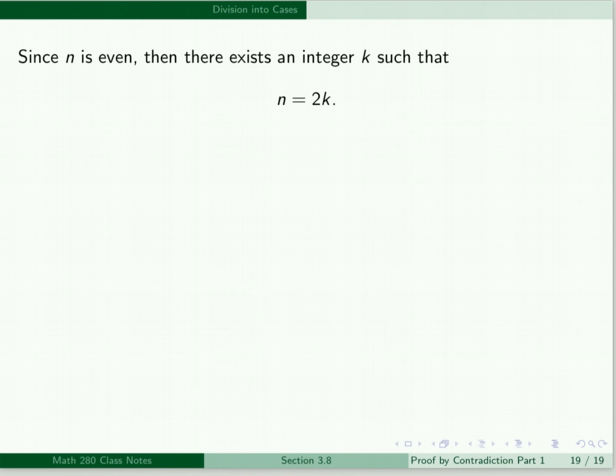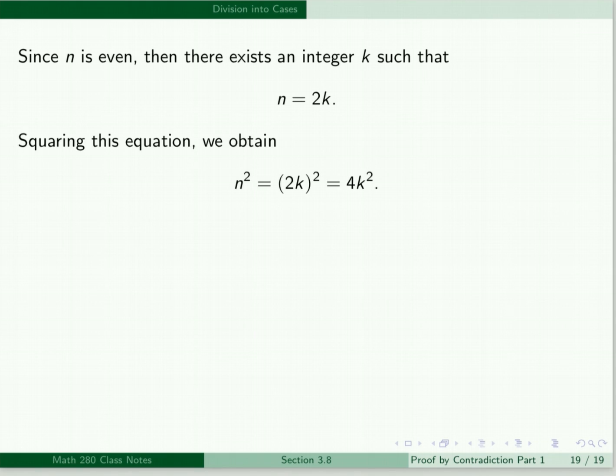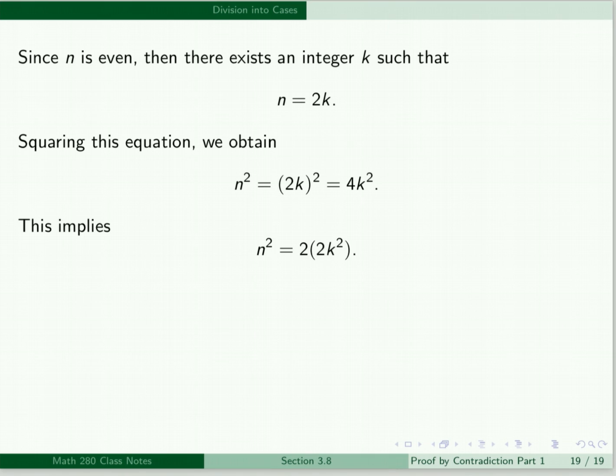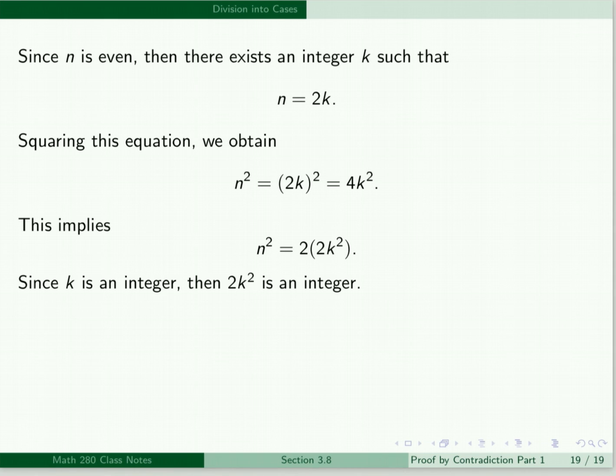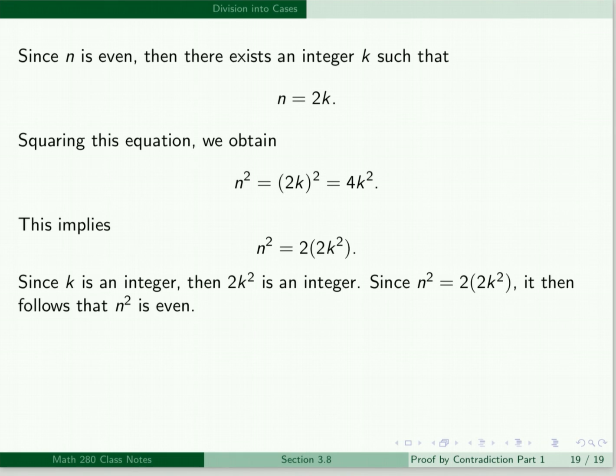Since n is even, there exists an integer k such that n is equal to 2k. Squaring this equation, we obtain n squared is equal to 2k quantity squared, which is 4k squared. This implies n squared is equal to 2 times 2k squared. And since k is an integer, 2k squared is an integer. So we now have n squared is 2 times 2k squared, where 2k squared is an integer. So n squared is 2 times an integer. It then follows that n squared is even.